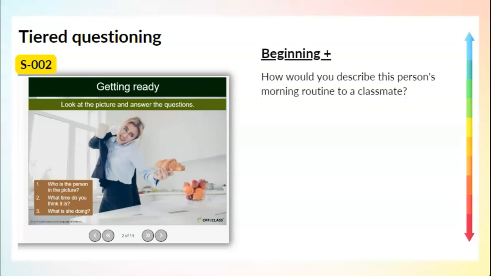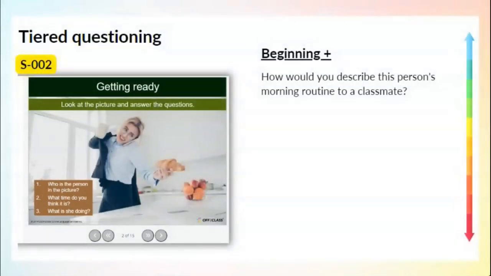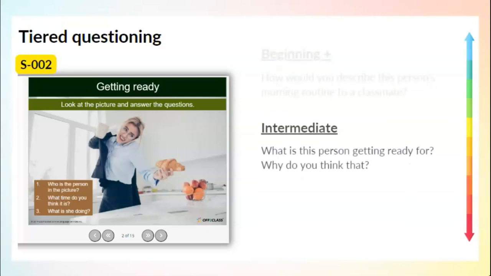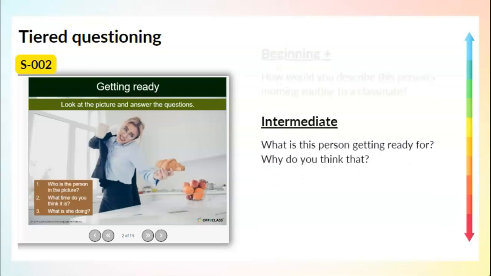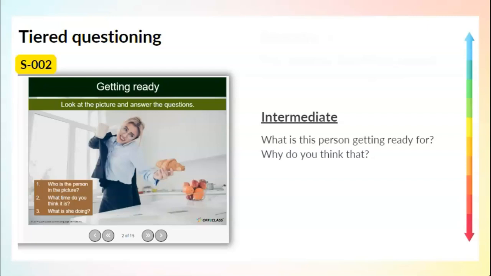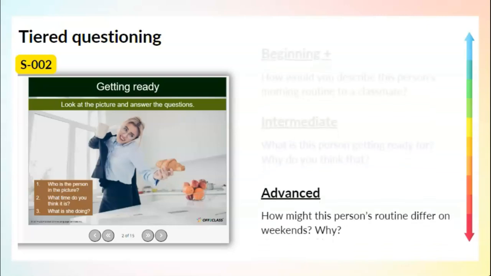For this warm-up activity, we can use the strategy of tiered questioning. For my students at a beginning level, I can use the questions on the slide: who is the person in the picture? What time do you think it is? What is she doing? And I could also add a question like, how would you describe this person's morning routine to a classmate? For the intermediate level students in my class, I might ask, what is this person getting ready for? Why do you think that? I can even include my advanced students with a question like, how might this person's routine differ on the weekends?